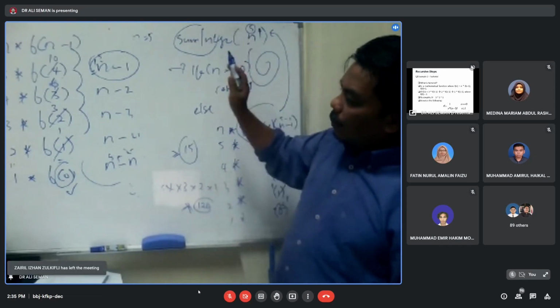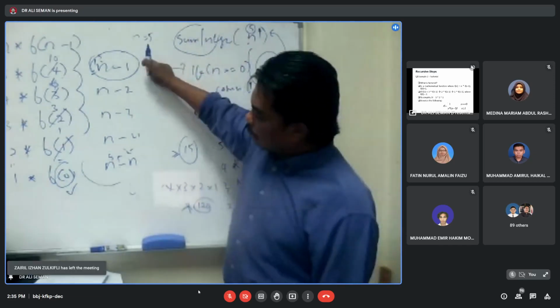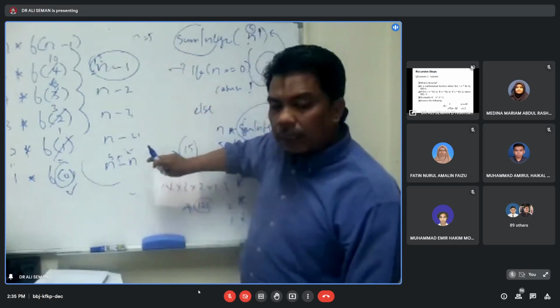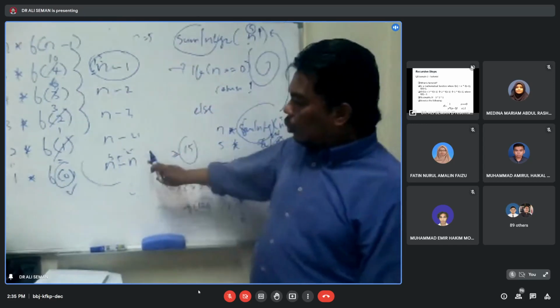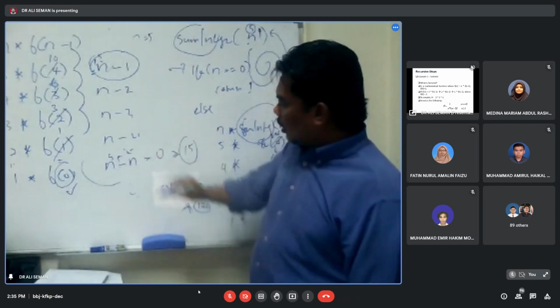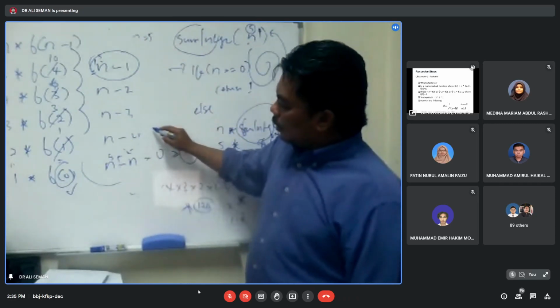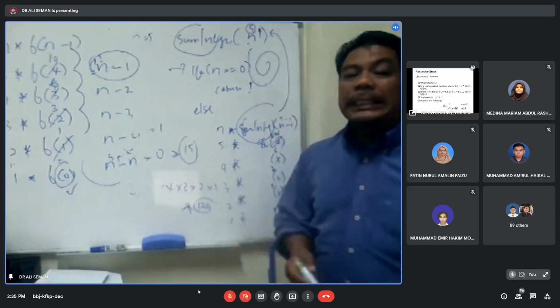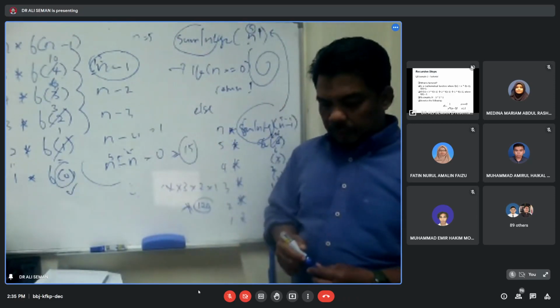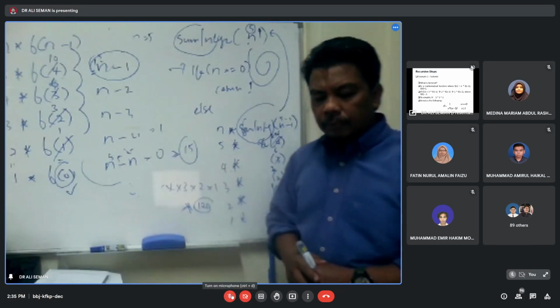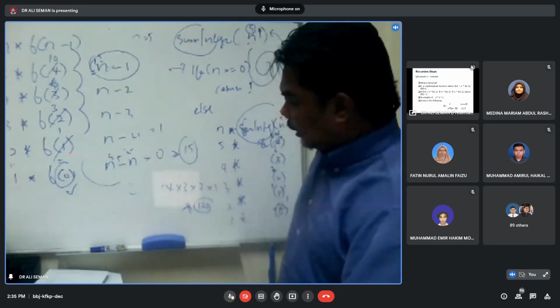But from the other perspective, it looks like this. n minus 1, n minus 2 for each iteration. n minus 3, n minus 4, n minus n, because the stopping is 0. For the summation just now, n minus n equal to 1, because the stopping is 1. Clear? The base criteria. Clear? Any question?